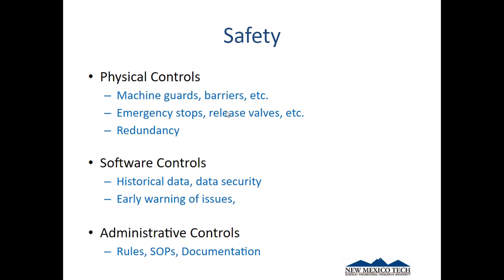So, do you have emergency stops and emergency release valves? Do you have redundant systems so that if something fails, you have another safety mechanism? Do you have barriers to keep people from going into the wrong place at the wrong time? Do you have software controls that have historical data, and your data is kept secure so that a competitor or a hacker or somebody can't affect your plant?